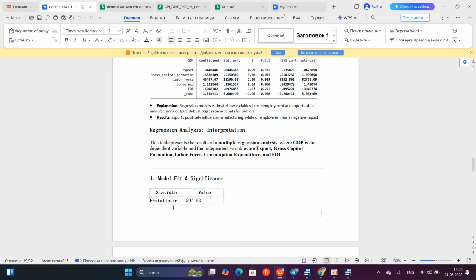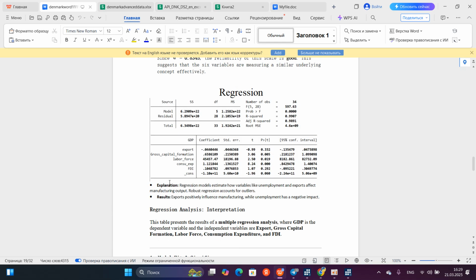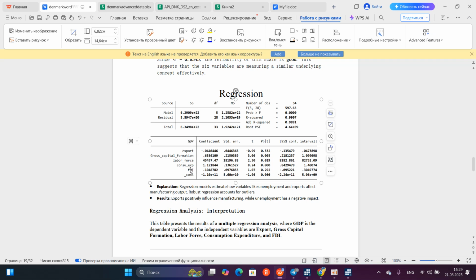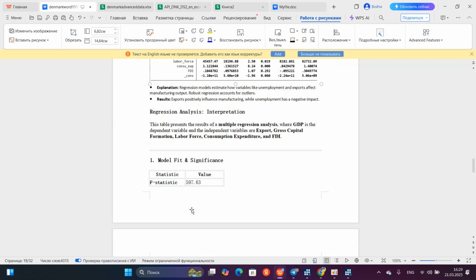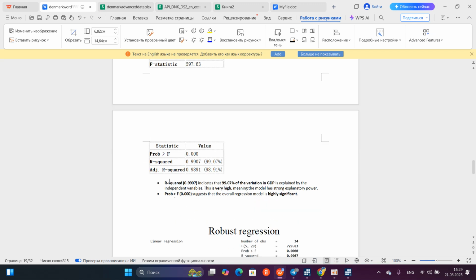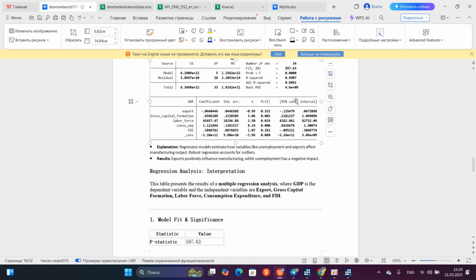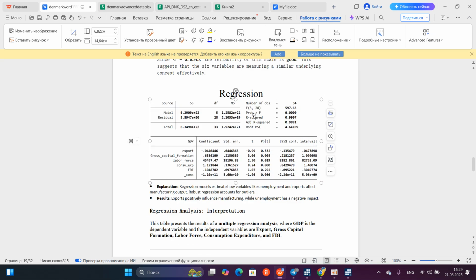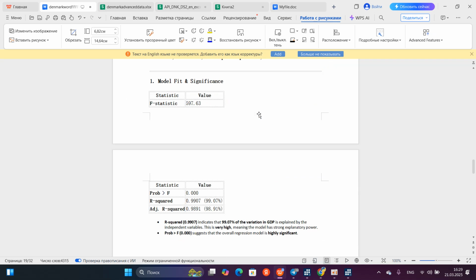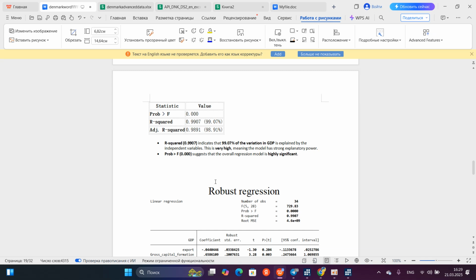This table represents the result of a multiple regression analysis where GDP is the dependent variable and the independent variables are export, gross capital formation, labor force, consumption expenditure, and FDI. Here you can see all the information. And R squared, what do these indicators tell us? R squared indicates that 99% of the variation in GDP is explained by the independent variables. This is very high, meaning the model has strong explanatory power.